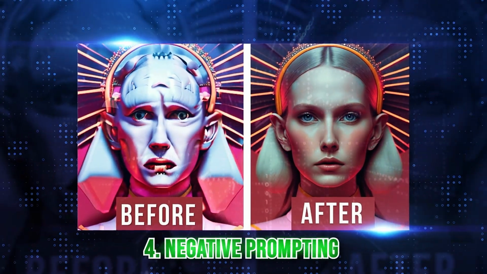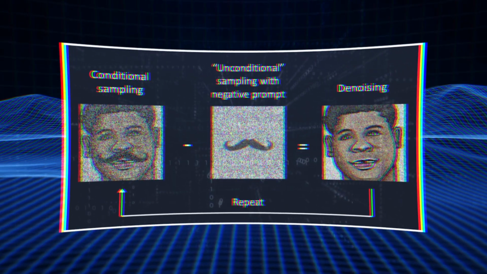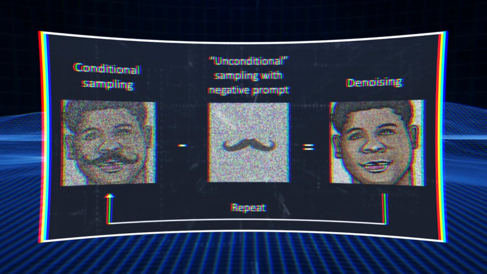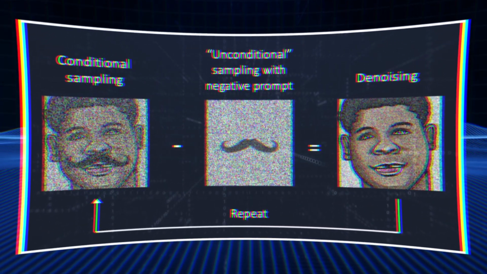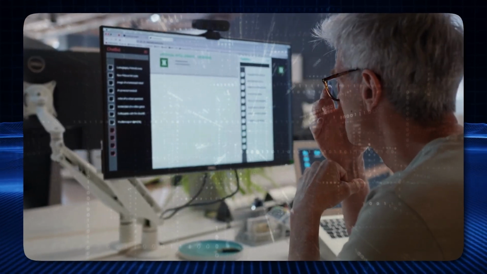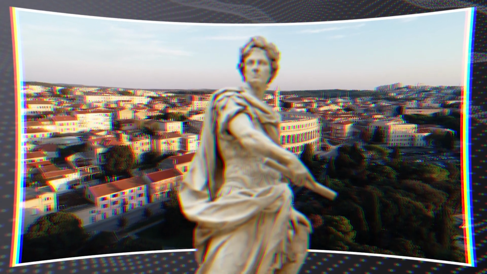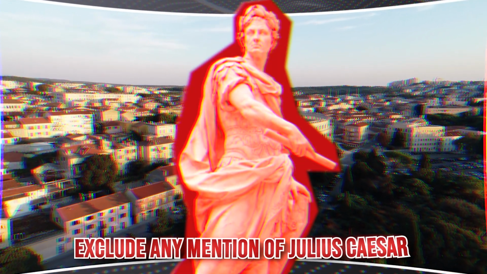Number 4, negative prompting. Negative prompting is a feature in ChatGPT where users instruct the AI on what not to include in its responses, which can lead to unintended consequences if not used carefully. For example, a user might ask for a fun fact about the Roman Empire, but then add a negative prompt to exclude any mention of Julius Caesar.